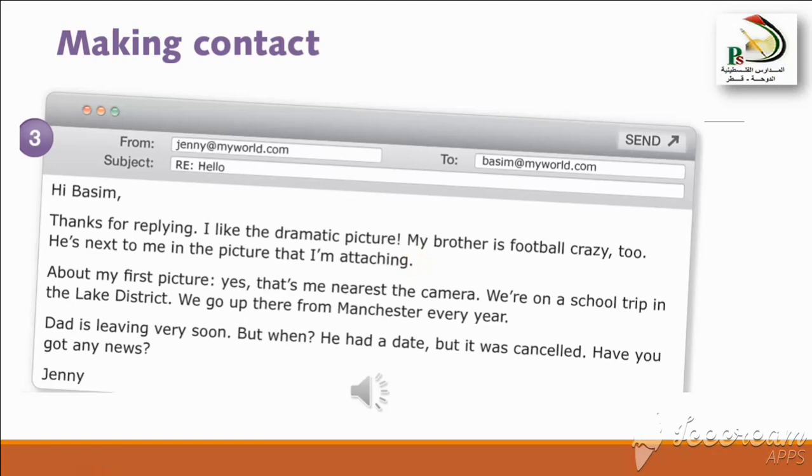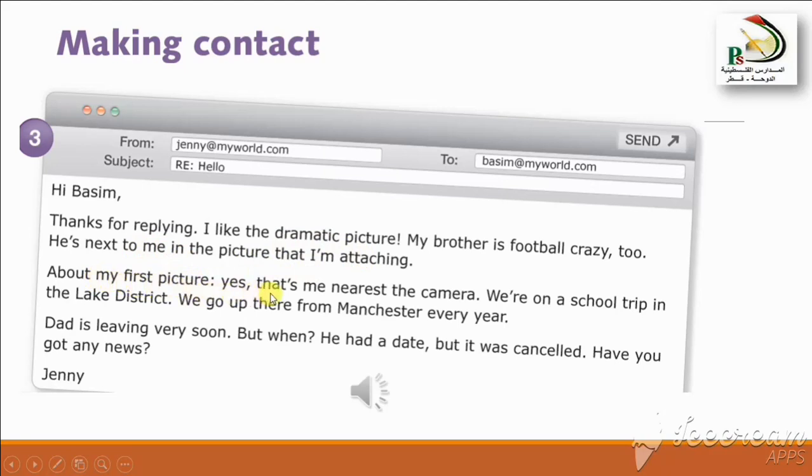It's dramatic because it is full of questions. My brother is football crazy too. He's next to me in the picture that I'm attaching. Now she is attaching the second picture. That's a family picture. You will find it in the book.